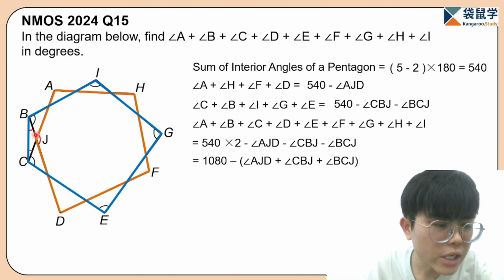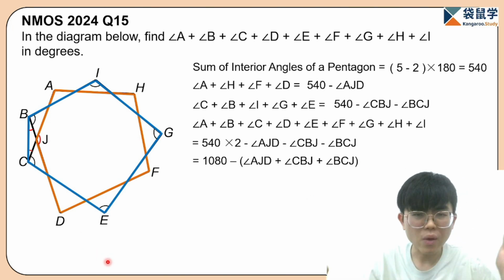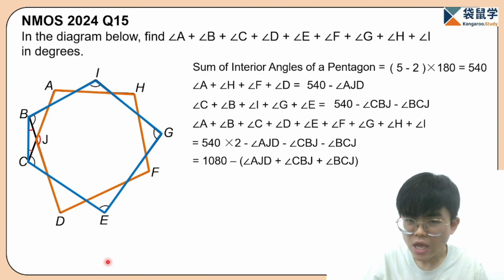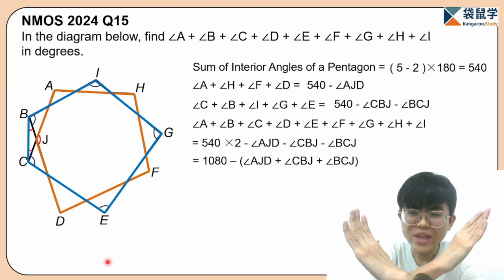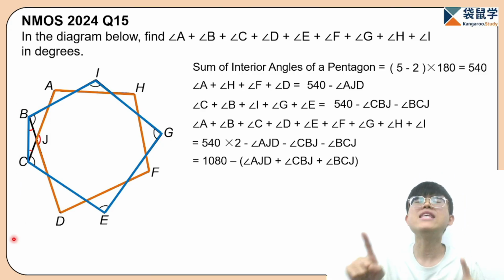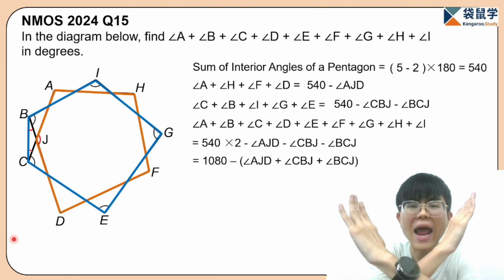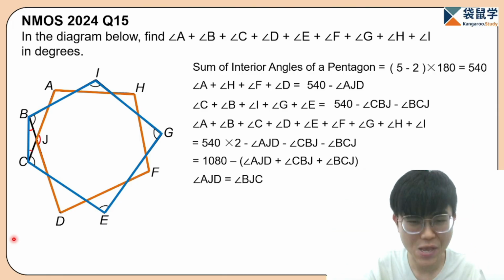So everyone, you can see that the angle AJD here, actually, what is something that you can know from here? Do you guys know about the vertical angle? Everyone, you can see that AJD and BJC, they are actually equal angles because they are vertical angles. So we say that they are equal.